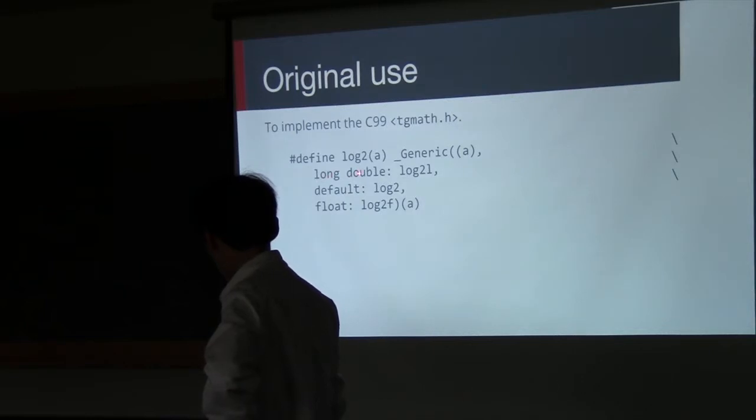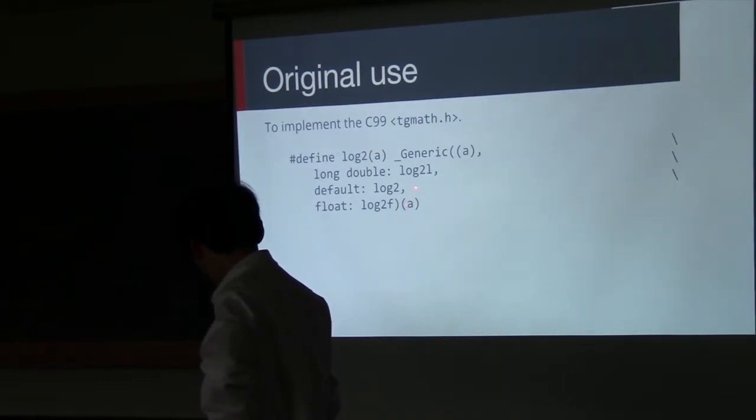So as you can see, the intention is clear. Long double is forwarded to the long double version. Integers or doubles are forwarded to the double version of log2, and this one is forwarded to float. And to wrap up the macro, the original argument is passed in the place of the function argument.